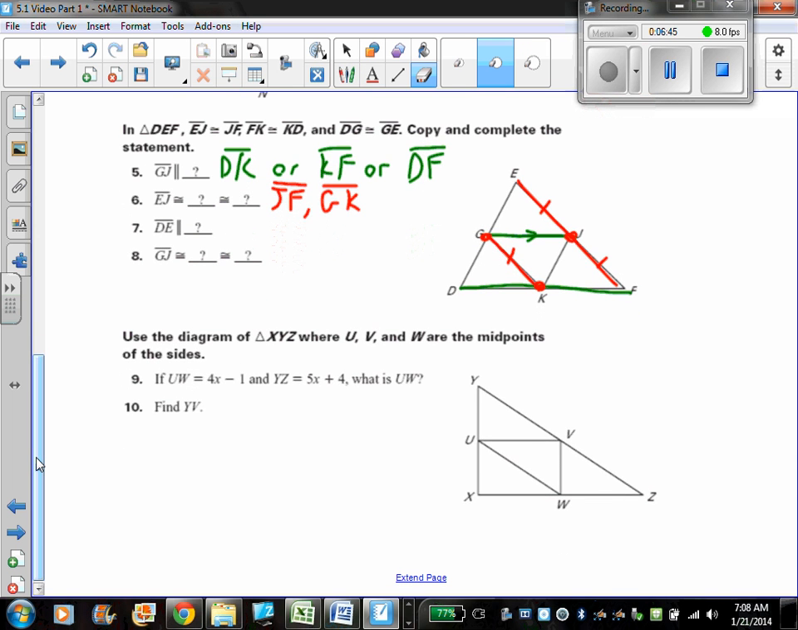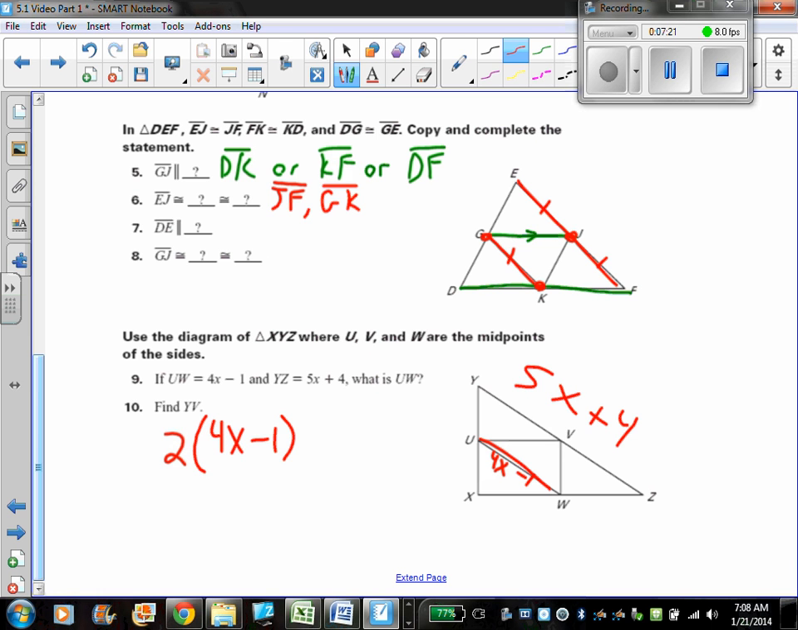Lastly, we have this problem type down here. We're told that UW is 4x minus 1, and that YZ, this whole segment down here, is 5x plus 4, and we need to say what UW's length is, and then find what UV is. Well, what we need to remember to solve this one is that UW is half the length of 5x plus 4. What that means is, if we double the length of UW, so in other words, if we take 2 times the length of UW, which is 4x minus 1, it's going to be equal to the length of YZ.